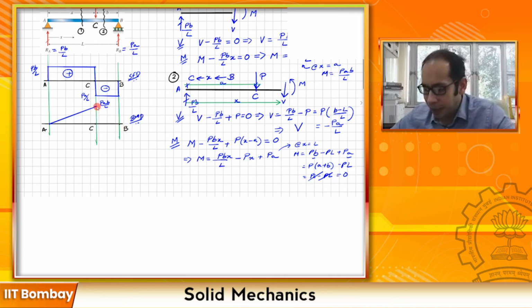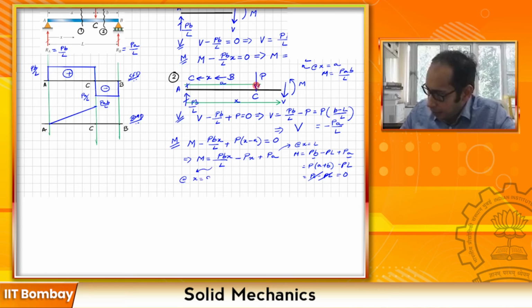Now let's see what is the value over here. So at this particular point, what is the value of X? At this particular point, the value of X is A, because I'm just trying to find the bending moment here. So X goes from C to B. So at this point, the value is A. So let's try to find that out. So at X equals A, I get M equals PAB by L minus PA plus PA, right?